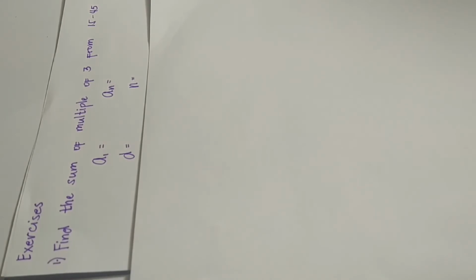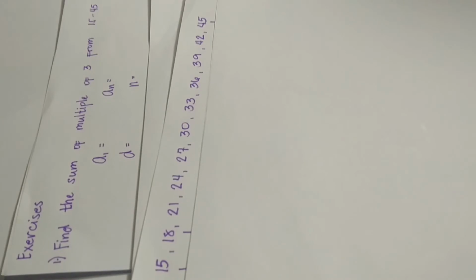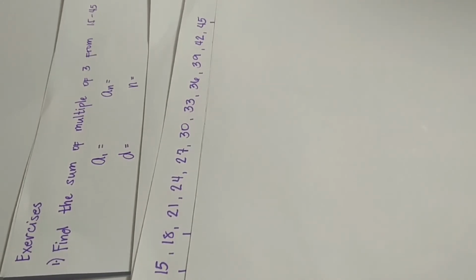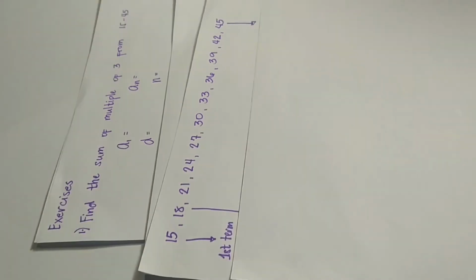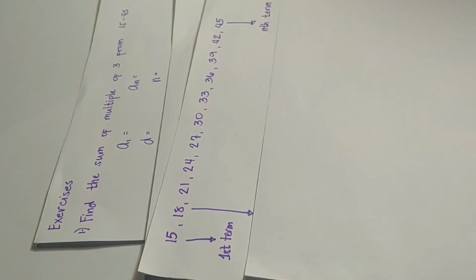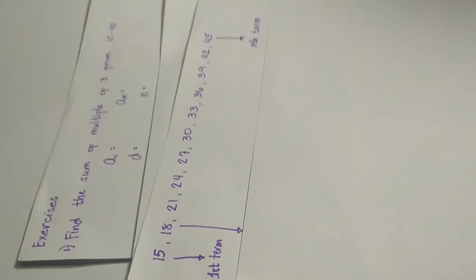Now, the sequence of multiples of 3 from 15 to 45: 15, 18, 21, 24, 27, 30, 33, 36, 39, 42, 45, where 15 is the first term and 45 is the nth term.